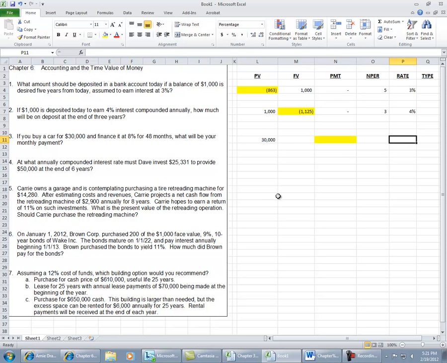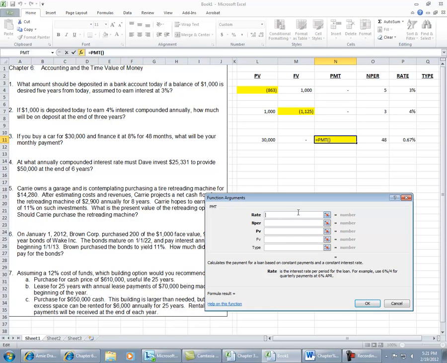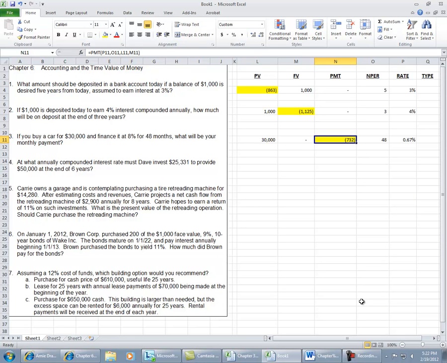48 is fine, but this 8% will need to adjust because that's going to be an annual rate. So over here, when I drop in my rate, I'm going to just divide by 12. Number of periods, 48. Future value should be 0 because we'll have it paid off. So I'm going to solve for payment. I'm going to drop in my rate, my periods, present value, and my future value. So my monthly payment would be $732.